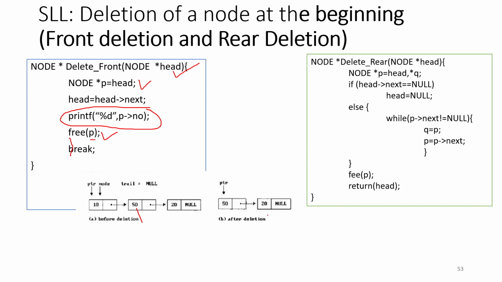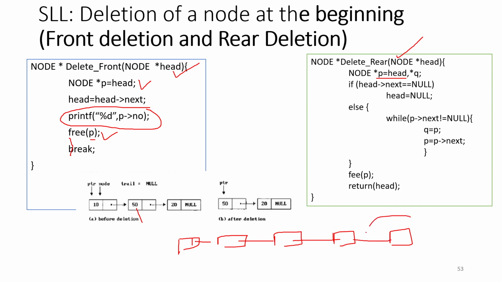The next is to remove the last node. I need to have the information of the head node. I'll be storing the head node temporarily in P. Okay. Suppose this is the linked list having 5 nodes. I have to remove this one.